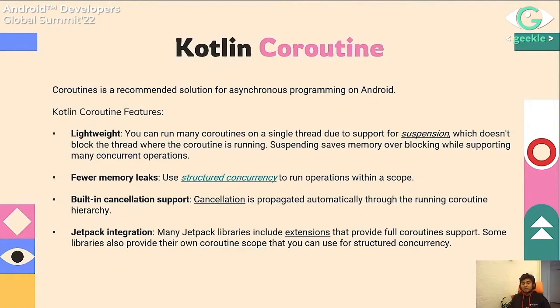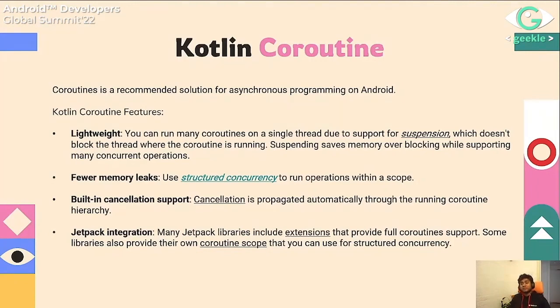Kotlin has fewer memory leaks. If we use structured concurrency to run the operation within a scope, then we can achieve that. So we need to know which scope we need to use. I will discuss the scope further.